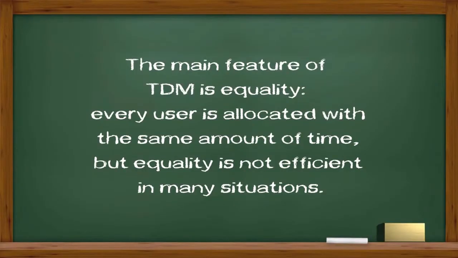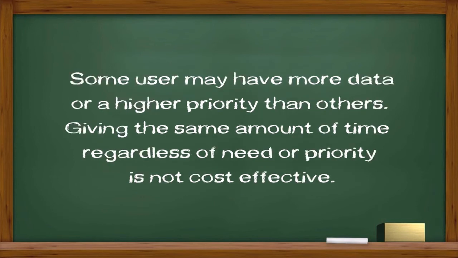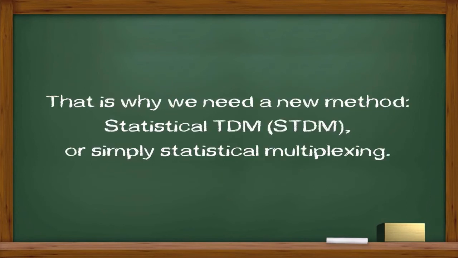The main feature of TDM is equality. Every user is allocated the same amount of time, but equality is not efficient in many situations. For example, some users may have more data or higher priority than others. Giving the same amount of time regardless of their need and priority is not cost-effective. That's why we need a new method, statistical TDM, or simply statistical multiplexing.